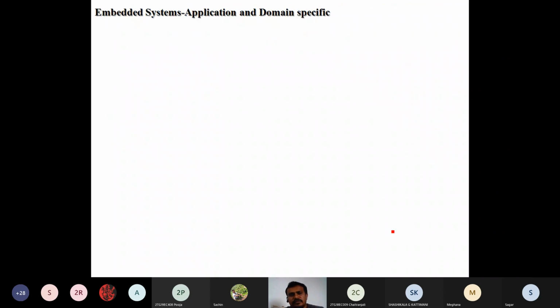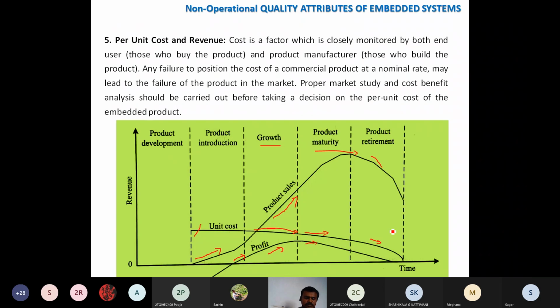So this is today's session. In the next class, we will deal with application and domain specifications: how we need to concentrate on designing embedded systems based on application-oriented and domain-specification-related issues.